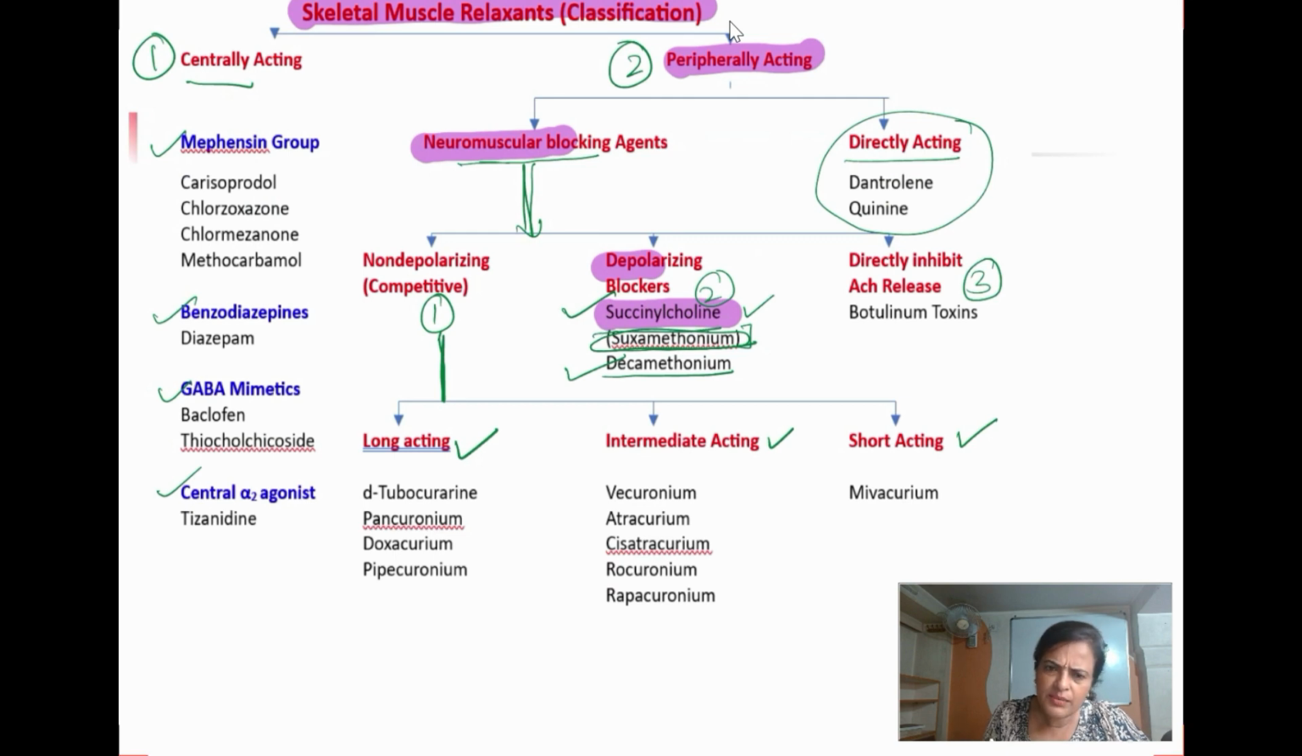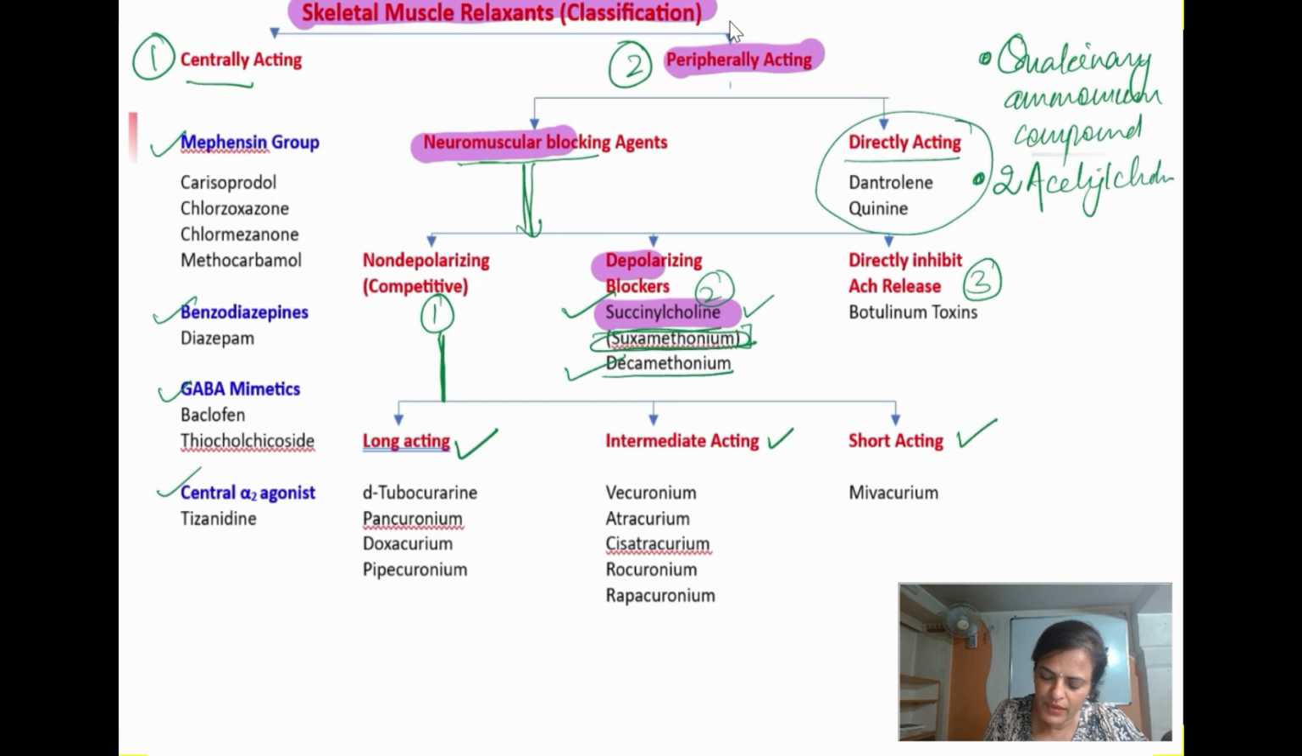So a little bit about the chemistry part. Number one, succinylcholine is a quaternary ammonium compound. If you look at its structure, here I am not showing you, it looks like two acetylcholine molecules bound together. So it very much resembles acetylcholine. Two acetylcholine molecules bound together, that is the structure of succinylcholine.